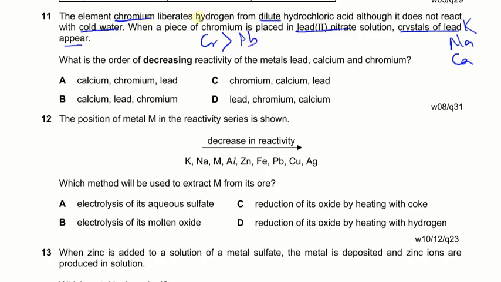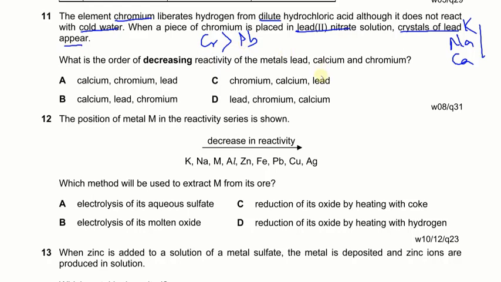While chromium reacts with dilute acid, it does not react with cold water. That means chromium is less reactive than these metals. Fine. So we have to predict the decreasing reactivity order. So you see chromium is more reactive than lead.